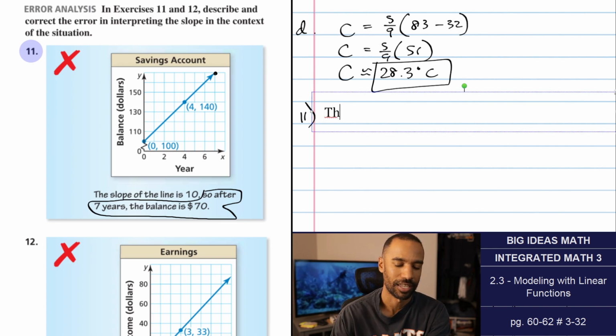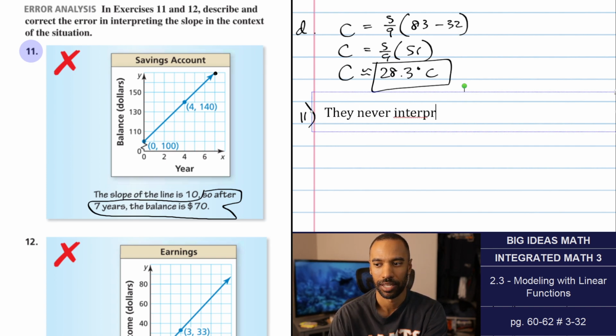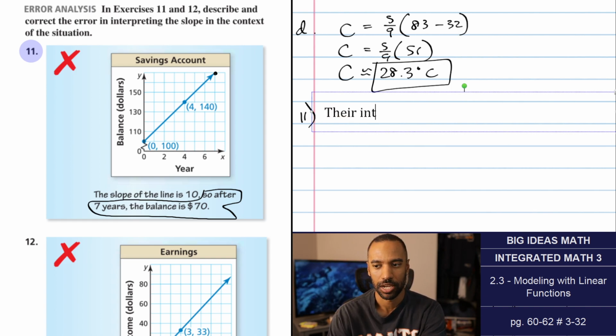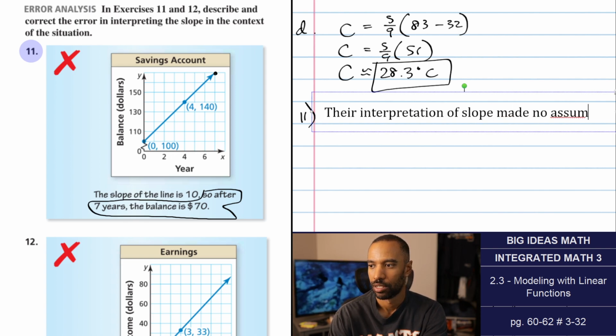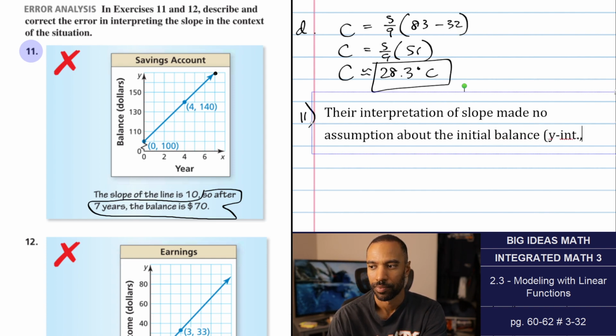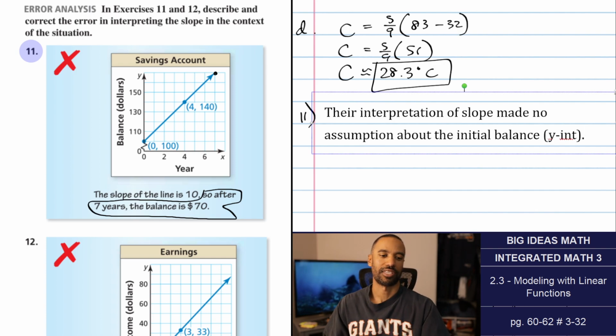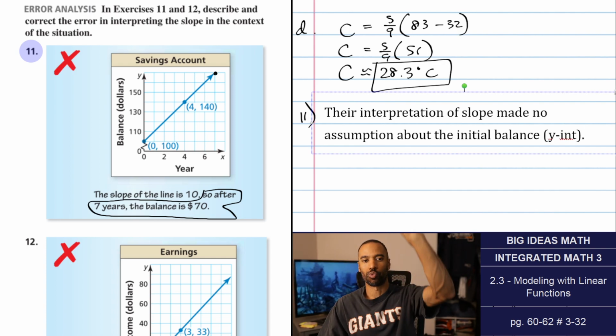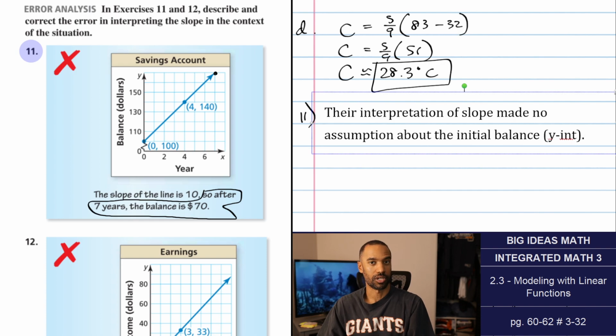Oh, I see what they're saying. Okay, hold on. Their interpretation of slope made no assumption about the initial balance or the y-intercept. See, here's the thing. What they're saying is after 7 years, $70 will be accumulated. That is a true interpretation of that slope.